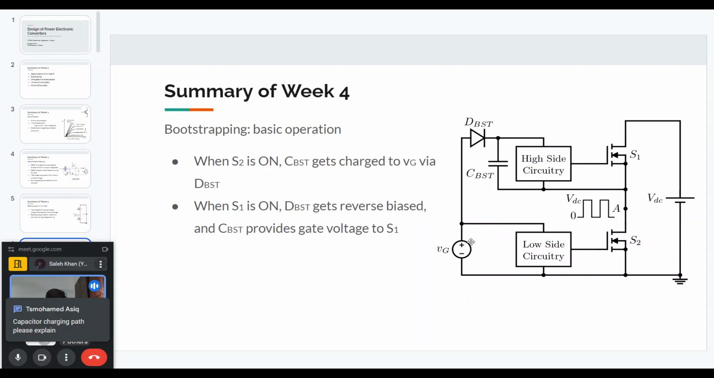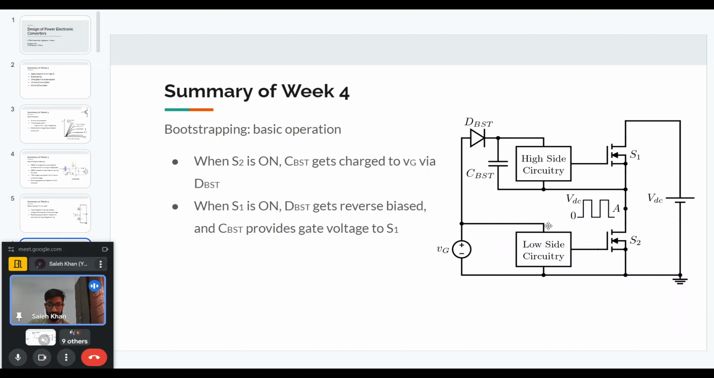Yeah, the capacitor charging path will be explained in this figure. The way it works is, first of all, the low side switch has to turn on. For the bootstrapping operation, you have to make sure that the first switch to turn on is the low side switch. And when S2 is on, at point A you get 0 volt. So point A is connected to the ground, right?